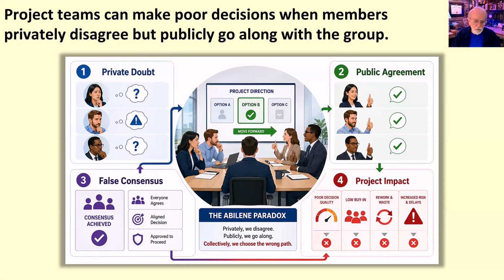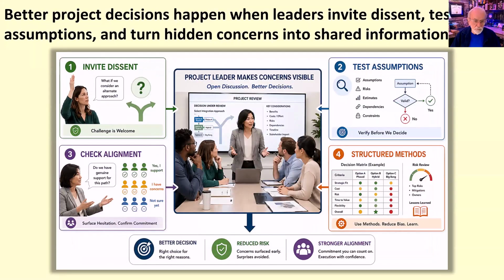And after looking at groupthink and the Abilene paradox, we can bring everything back together and look at the project manager's role of creating these team conditions where we have honest communication, we have constructive disagreement, and shared accountability that support better project performance. Project leaders reduce decision risk by making concerns visible. Better project decisions happen when leaders invite dissent, test assumptions, and turn hidden concerns into shared information. After discussing groupthink and the Abilene paradox, this slide brings this presentation back to what project managers can actually do.